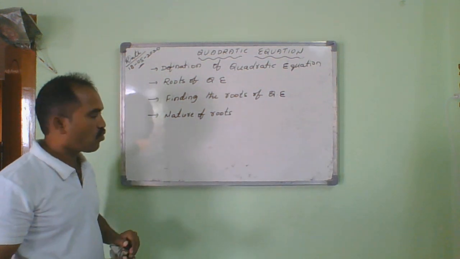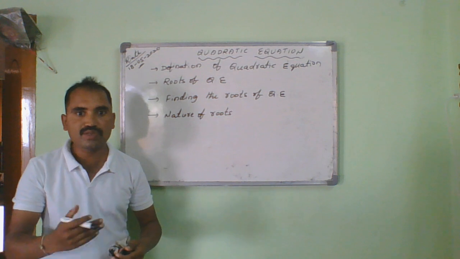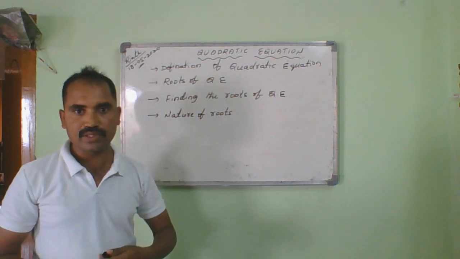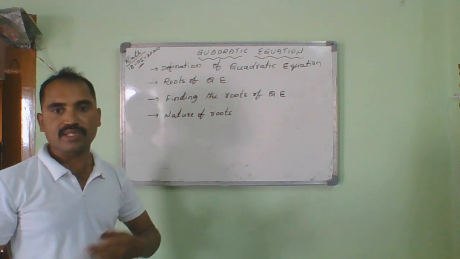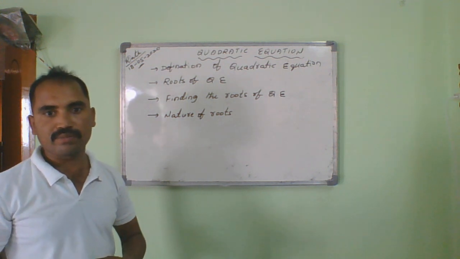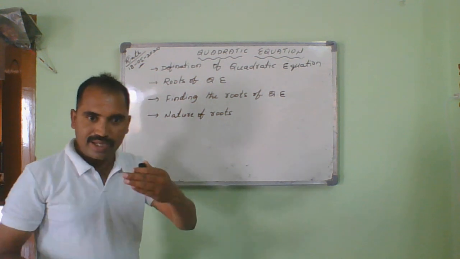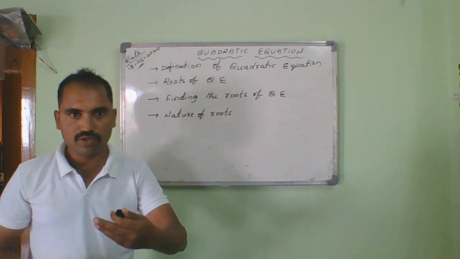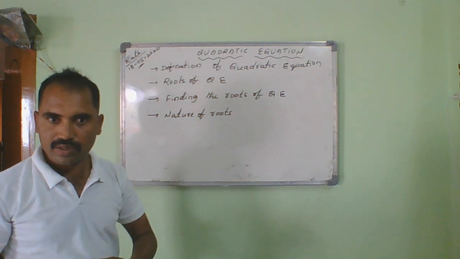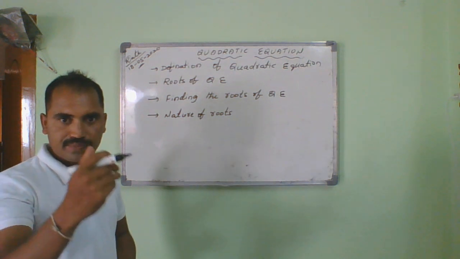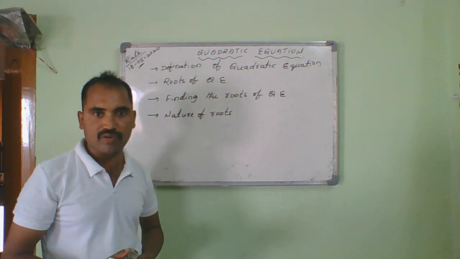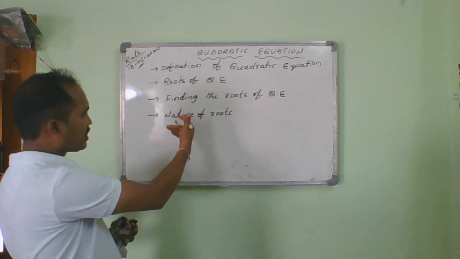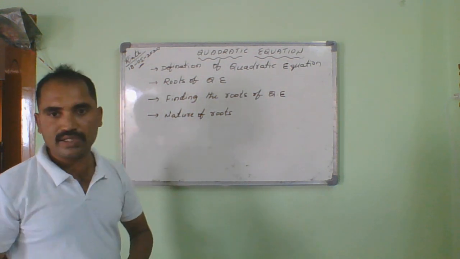Based on the roots, how many roots are there? In the sense, what is the meaning of nature? What kind of roots will you get? Whether we'll get real numbers or complex numbers, that means imaginary numbers. Even if you get real numbers, what kind of real numbers will you get? Irrational or rational? If rational, will you get equal or non-equal? That information will be discussed in the nature of the roots.